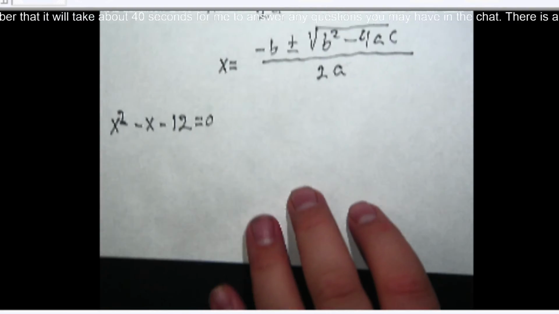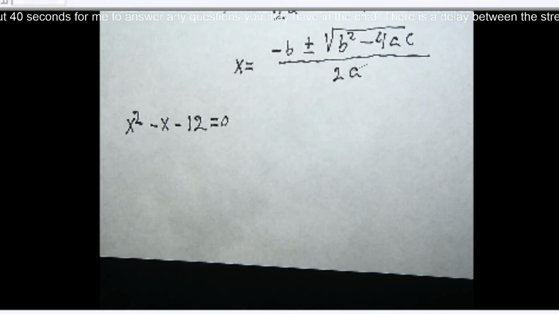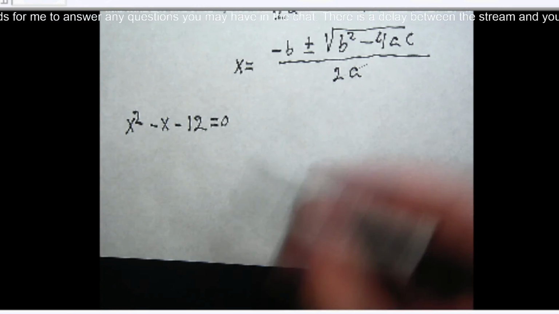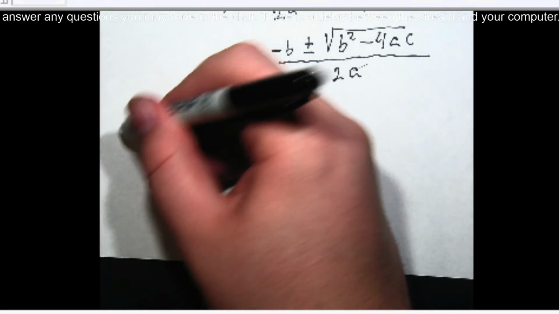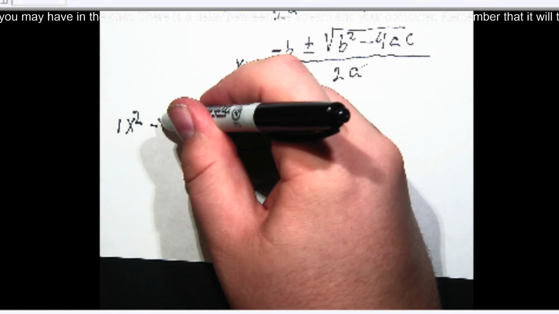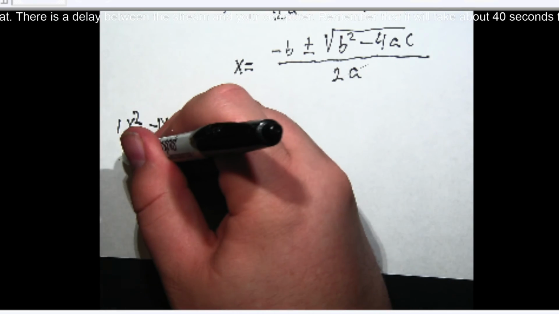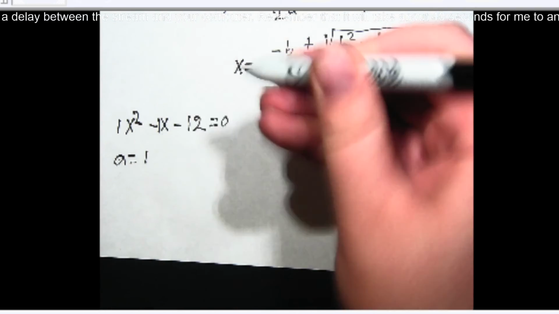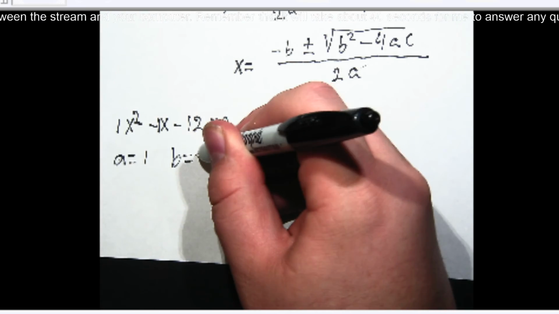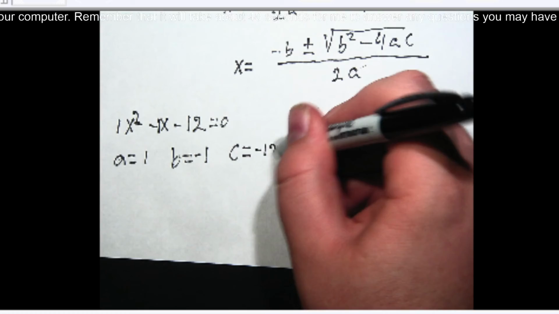What we do is we say, all right, what's our a, what's our b, what's our c, and we plug them into here. So my a is this number out in front of x squared, that's 1. My b is, again, a 1. My c is negative 12. So let's just write that down. A equals 1, b equals negative 1, c equals negative 12.